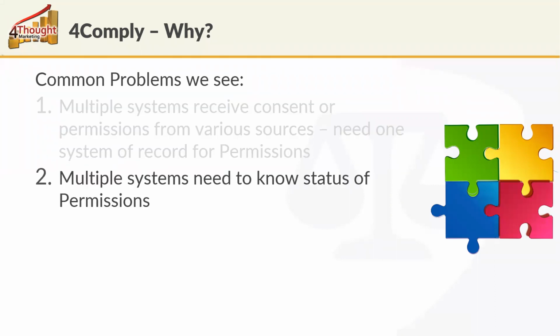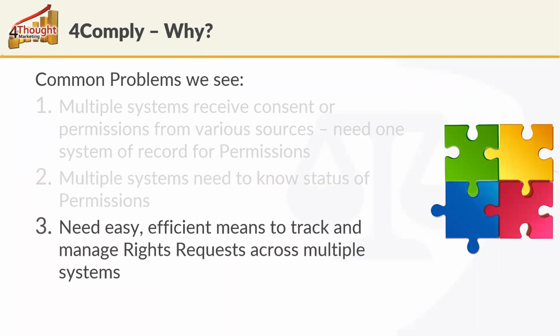Tied very closely to that is that different systems may need to know the status of those permissions. So your marketing automation tool may provide consent and may also need to know if they have permission to communicate, but your CRM system might also need to know if they have permission to communicate. You might get consent from your support system and again, be able to access that permission from another system in your ecosystem. So the idea here is that multiple systems might be providing consent, and multiple systems, some of the same, some different, may need to determine if there is permission to communicate.